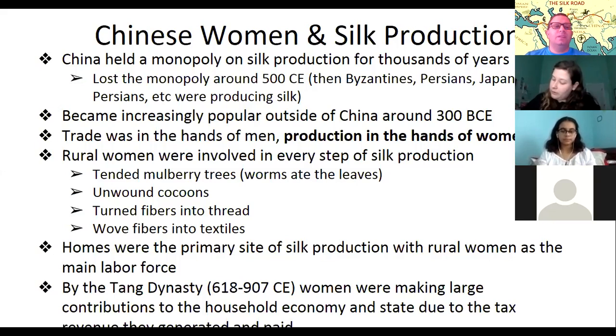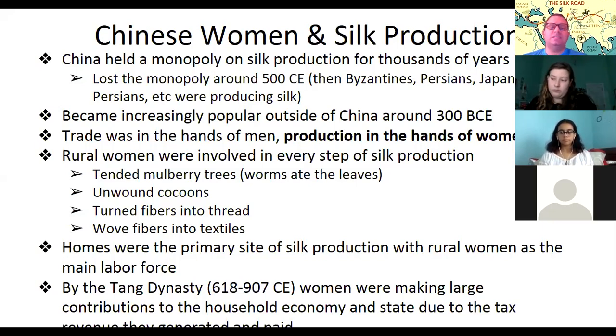Now, what that meant is that the women had to tend to the trees, okay, because the worms had to eat the leaves off of those trees. The women would then manually, one by one, unwind all of the cocoons that the worms wrap themselves into, okay? And then they would turn all of those fibers into thread and then weave all of those fibers into textiles. And most of that was work that was done at home, okay? Which is why women had such an important role in this, even during the Tang Dynasty, when they were pretty much required to sort of stay at home, okay?